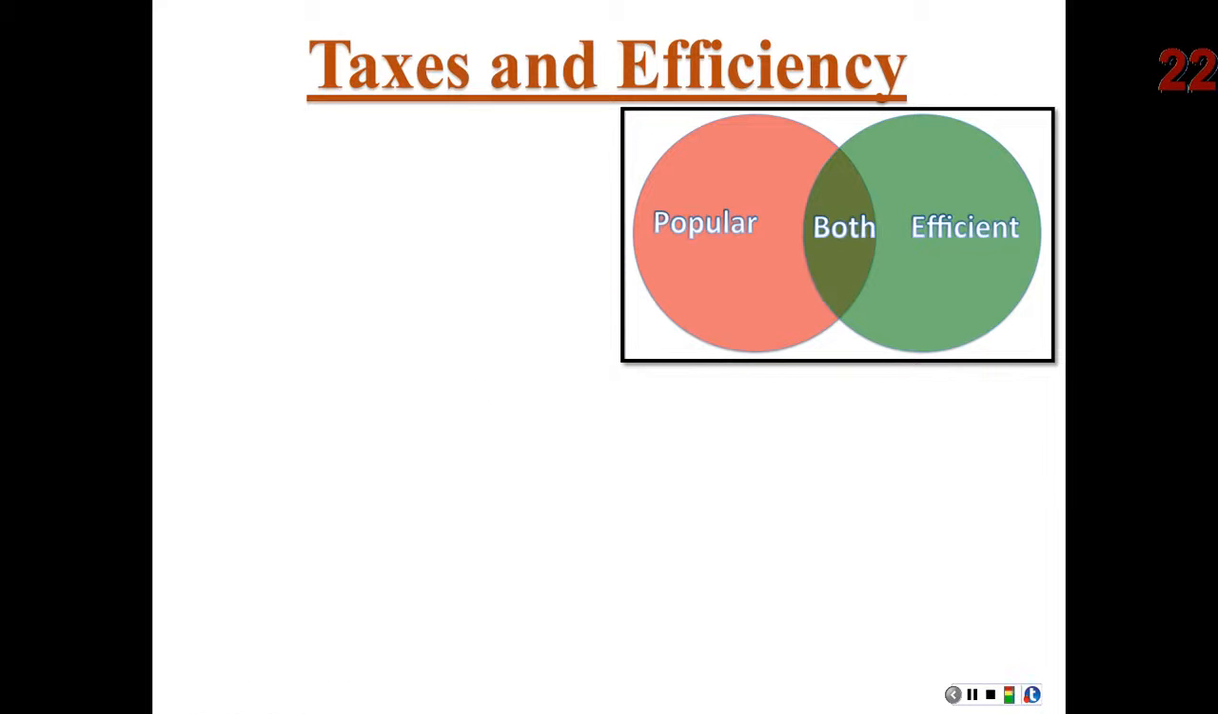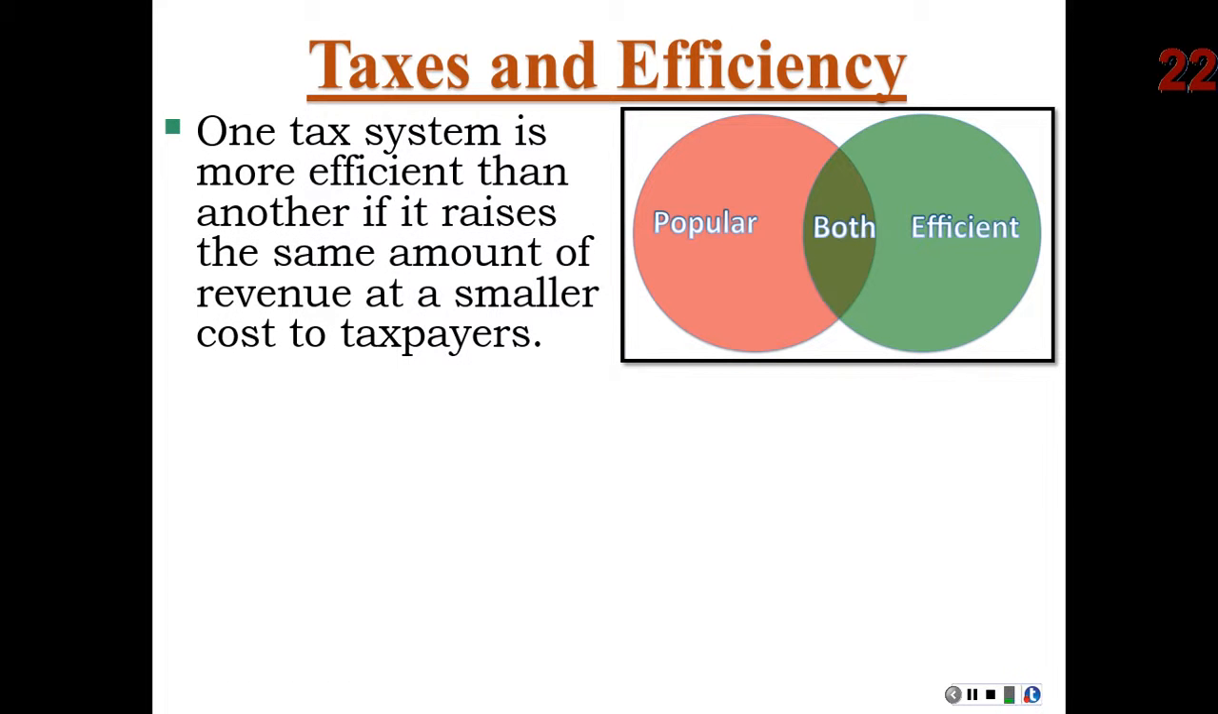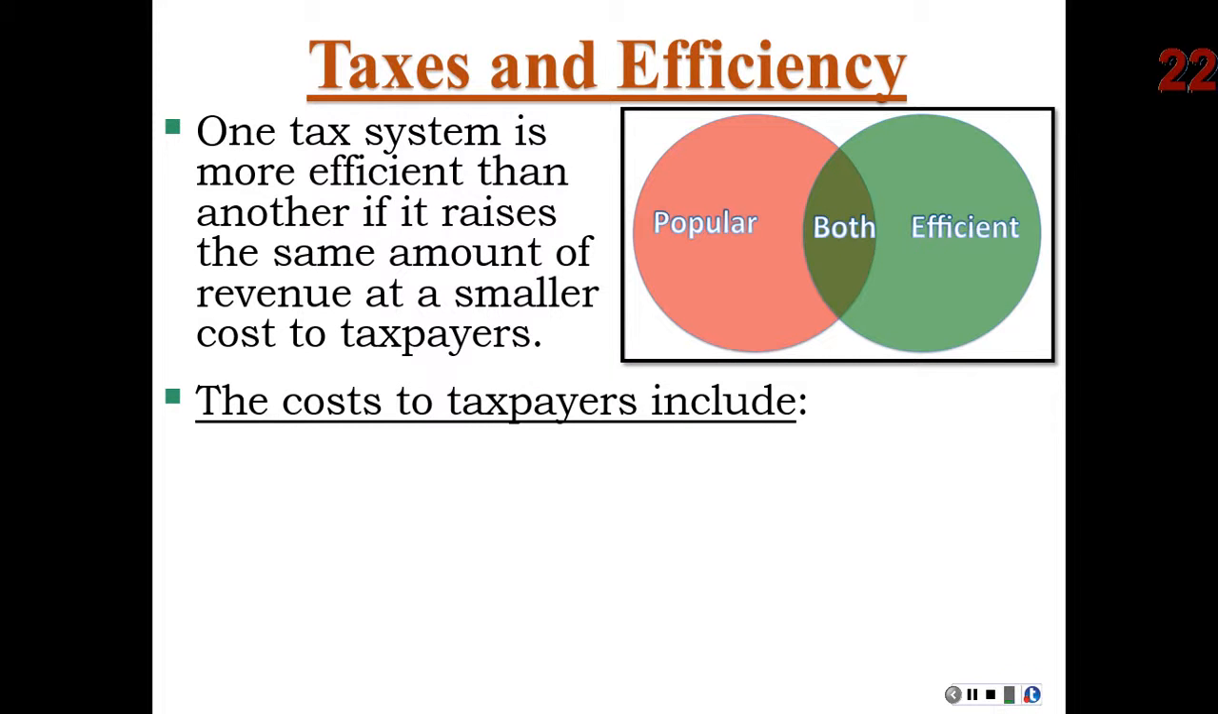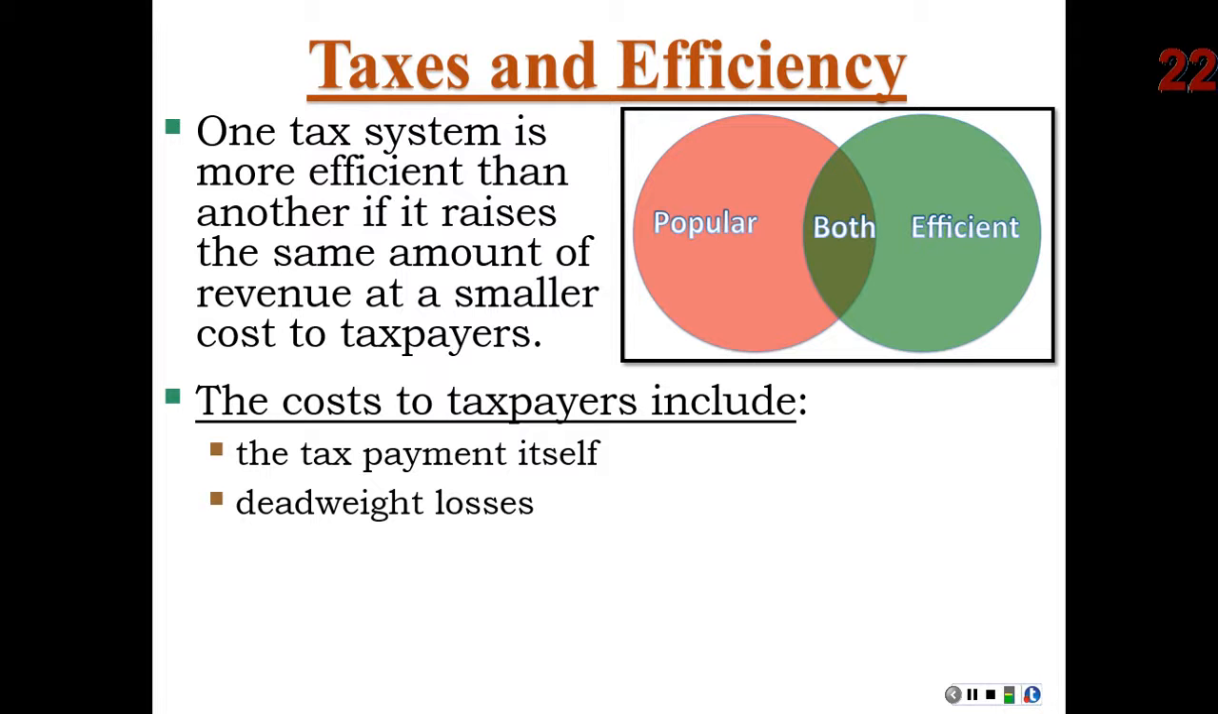Now, some other considerations you might want to think about are taxes and efficiency. One tax system is more efficient than another if it raises the same amount of revenue at a smaller cost to taxpayers. What are some examples of costs to taxpayers? Well, obviously the tax payment itself. But then also, remember, we talked about in Chapter 8 the creation of deadweight loss from taxes. So governments probably want to have fairly efficient taxes as well as equitable taxes. We want to be able to raise a good amount of revenue without destroying a lot of economic activity. That would be measured by deadweight loss.